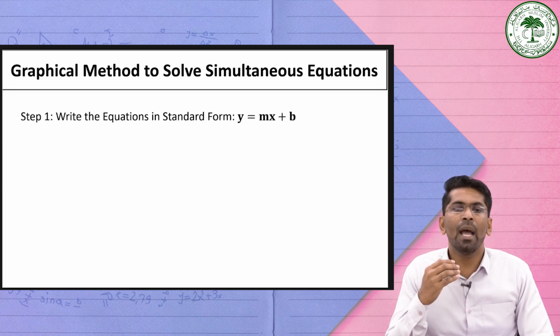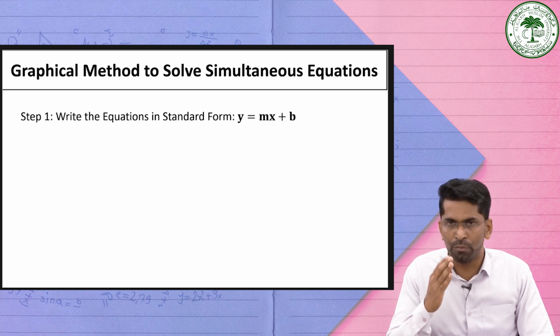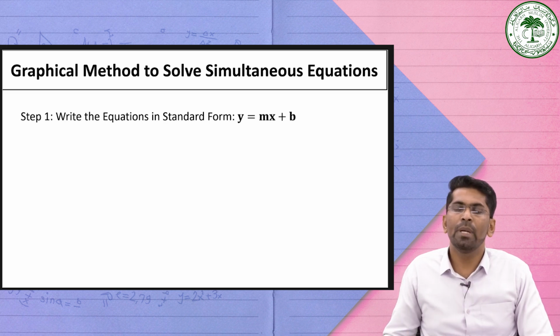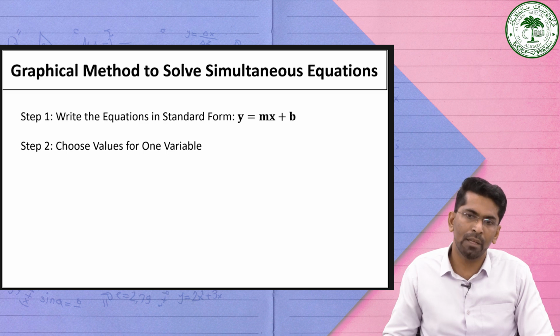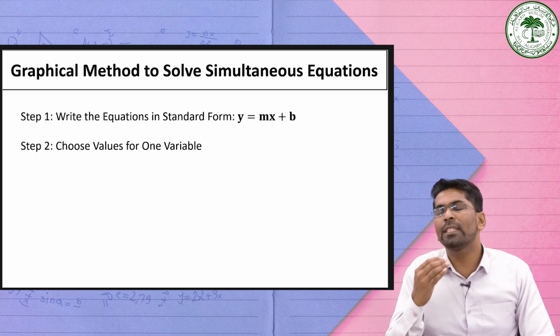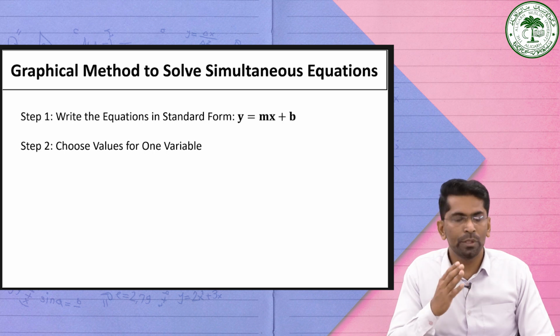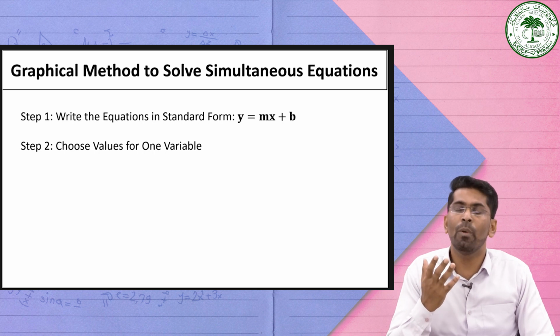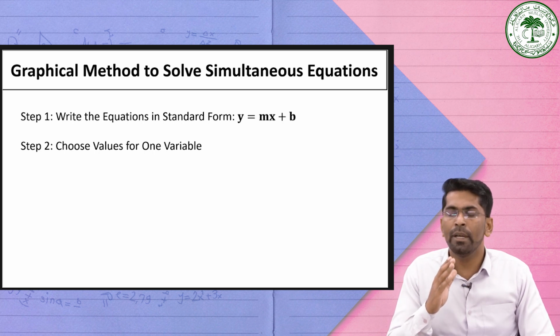So the first step, we have to write down the equation in standard form. That is, we want to convert the equation into the standard form, that is y is equal to mx plus b, where y is on one side and the rest on the other side. So y here is the dependent variable and x is the independent variable. Now the second step, choose values for one variable. That means choose several values for one variable, either x or y, and calculate the corresponding values for the other variable using the equation. This will give you coordinate points that you can plot in the Cartesian coordinate system.